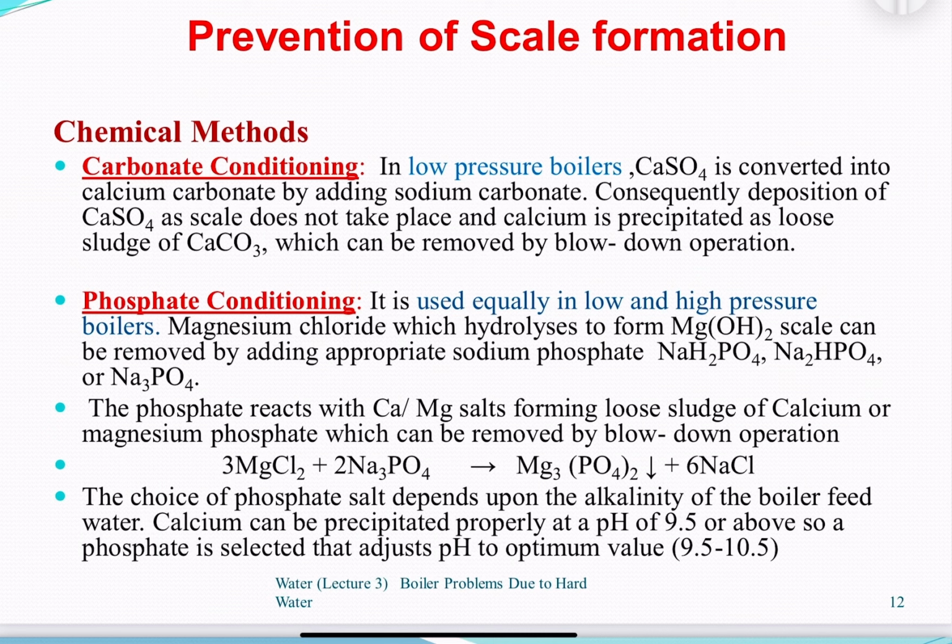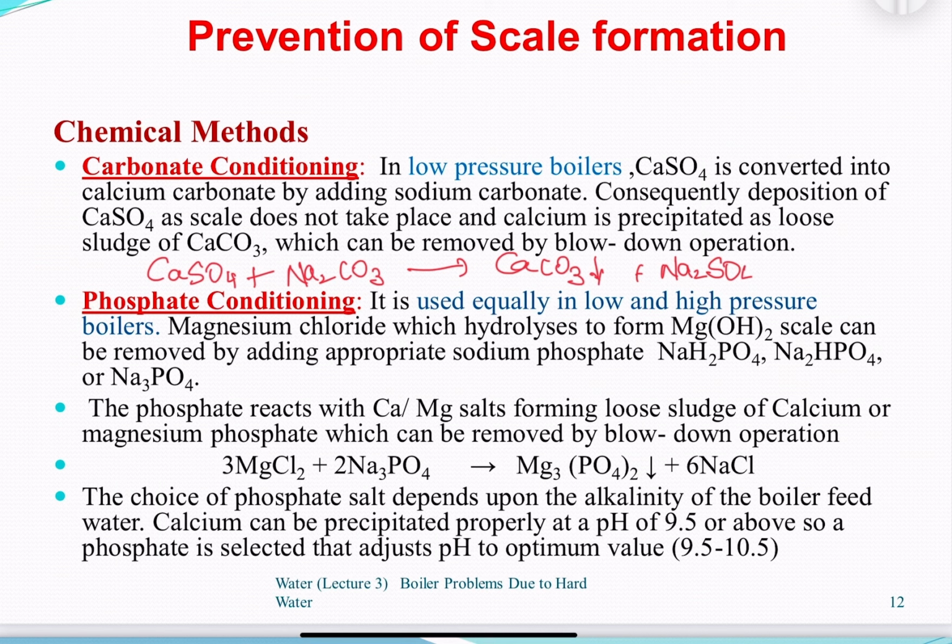Now carbonate conditioning is used particularly when the boiler water contains calcium sulfate in it. As I told you earlier, calcium sulfate scales are very hard scales, and once they are formed it is very difficult to remove them. So what is done is Na2CO3 is added. Suppose the water contains calcium sulfate. We add Na2CO3 so that it is converted into calcium carbonate and Na2SO4 is formed.